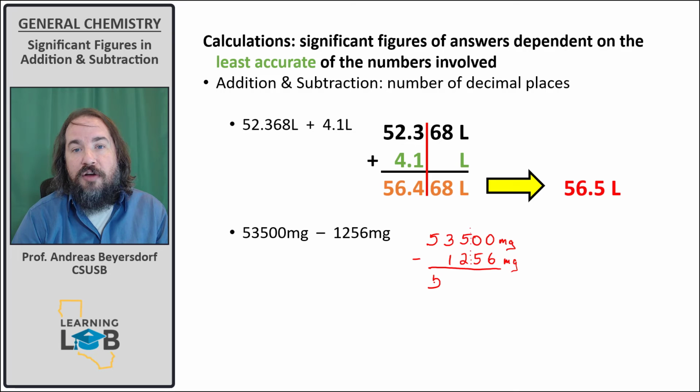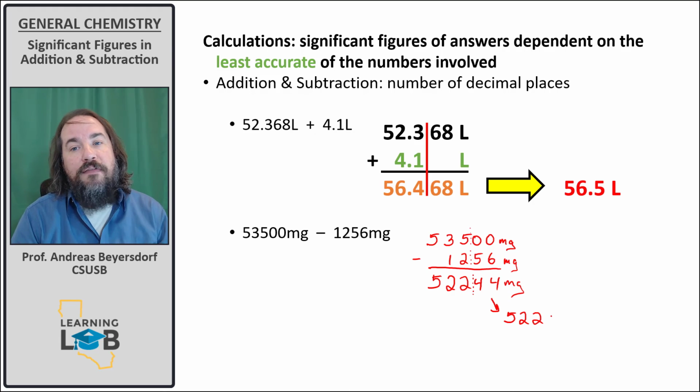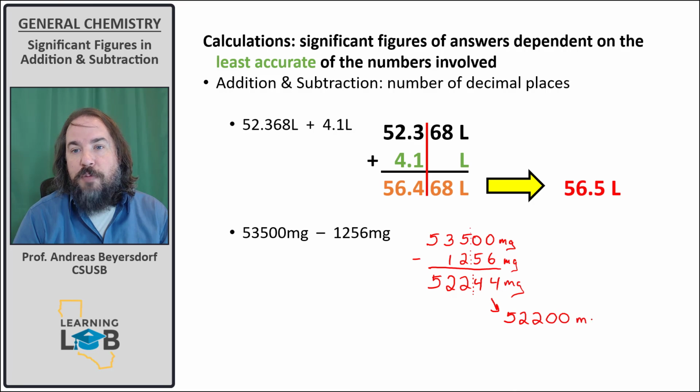So when I do this calculation, I get 52,244 milligrams. But I'm going to round this final answer to the hundreds. And that means that it's 52. I keep this 2, but I'm going to round down because the next one is a 4. Now, what I have to do is put zeros in place for those two decimal spots. So I get 52,200 milligrams.